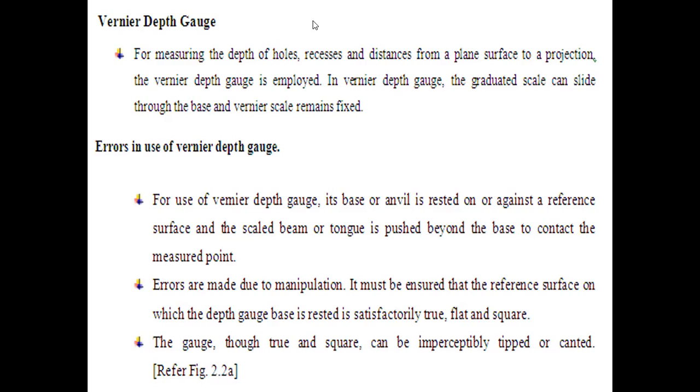The vernier height gauge is used to measure the external height of a given specimen with reference to a particular datum point. Whereas the vernier depth gauge helps to measure the depth of a given hollow cavity. Like a vernier caliper, the vernier depth gauge also has two different kinds of scales, the main scale and the vernier scale.